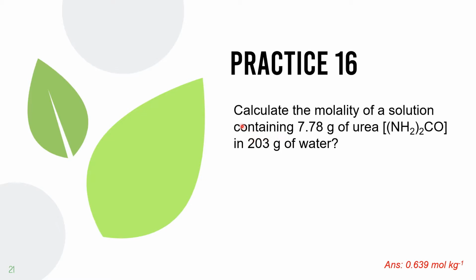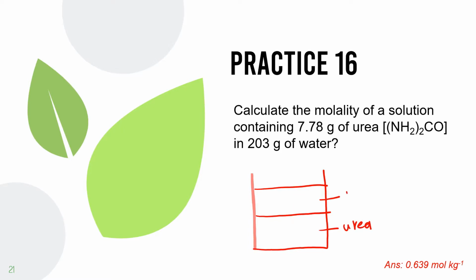So in this question, you need to calculate the molality of a solution containing 7.78 gram of urea in 203 gram of water. So as usual, you may draw the solution first. So we have urea and we have water. Here urea is the solute and water is the solvent. And then we do have the mass of urea and we have the mass of water.